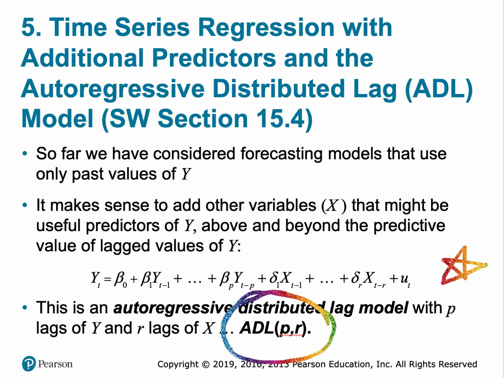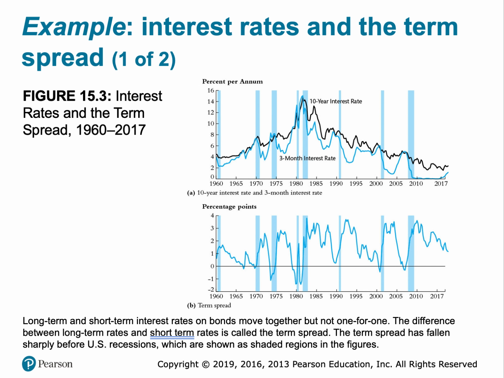All right, let's think about an example. One example of an additional variable that we could include in our model to predict the GDP growth rate is the term spread. You might have heard about a year ago that there was a lot of fuss around the inverted yield curve. This is what we're getting at. Let's start with what the term spread is.